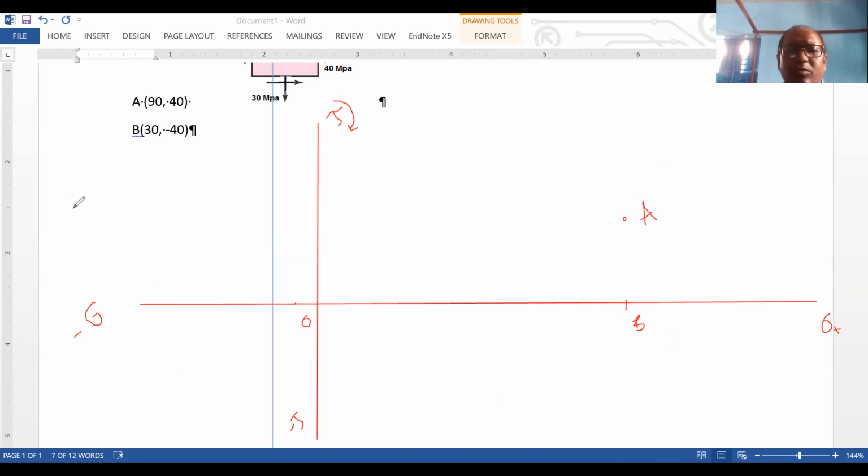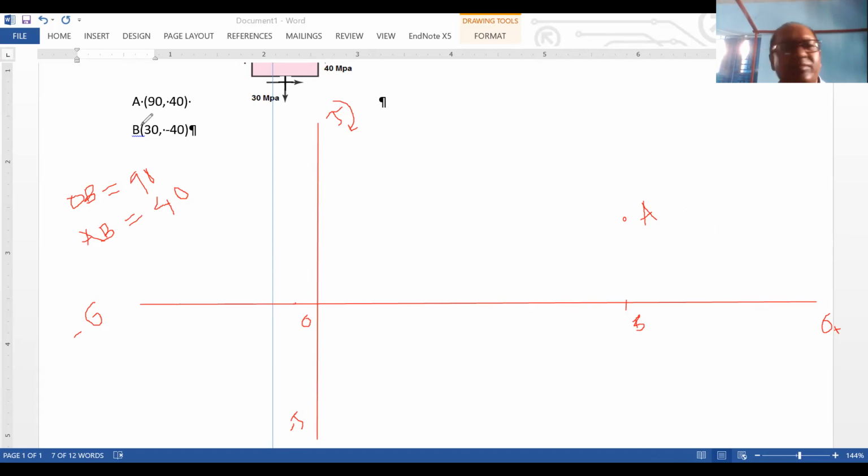Now, what will be the value of OB? OB will be how much? OB equal to sigma x. That means OB equal to 90, right? And what is the value of AB? The value of AB equal to tau. That means this equal to 40. Now I put the point A. If you want, you can put the point over here in the bracket. That is 90, 40. Now we will put point B.